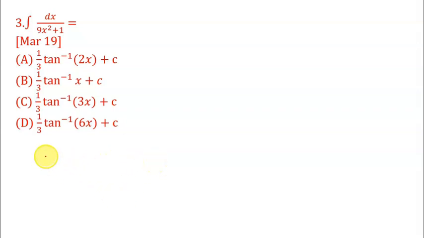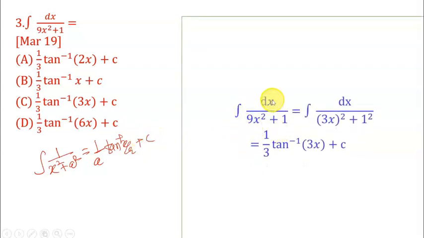What is that result? The integral of 1 upon x square plus a square is equal to 1 upon a tan inverse of x upon a plus c. Here, integral dx upon 9x square plus 1 is equal to integral dx upon 3x bracket square plus 1 square. Therefore its integral is 1 by 3 tan inverse of 3x plus c.